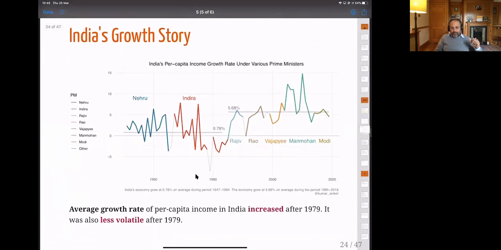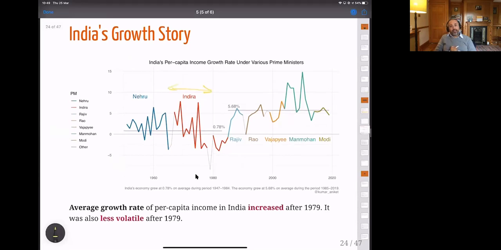Now this colorful graph is the growth story of India. The colors all relate to different prime ministers. And we were just talking about Indira Gandhi. She was the prime minister who in 1977 brought in the 1-to-4 rule. Now, something interesting to notice is that the growth rate before 1977 was 0.78%. And since about the 1980s, the growth rate of the economy has been 5.68%. So from being a really sluggish economy, India's growth rate has gone up significantly.